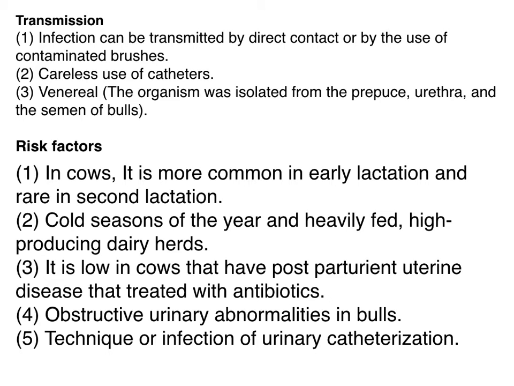بالنسبة لعوامل الخطورة, risk factors: it is more common in early lactation and rare in second lactation, in the cold region of the year, and in heavily fed high producing dairy herds. It is low in cows that have post-parturient uterine disease that was treated with antibiotics. Obstructive urinary abnormalities in bulls, techniques of or infection of urinary catheterization.